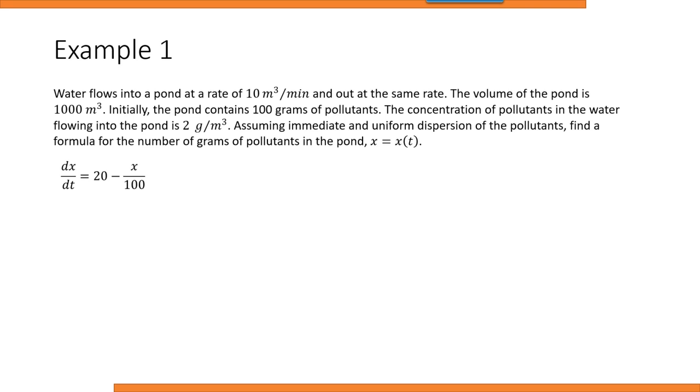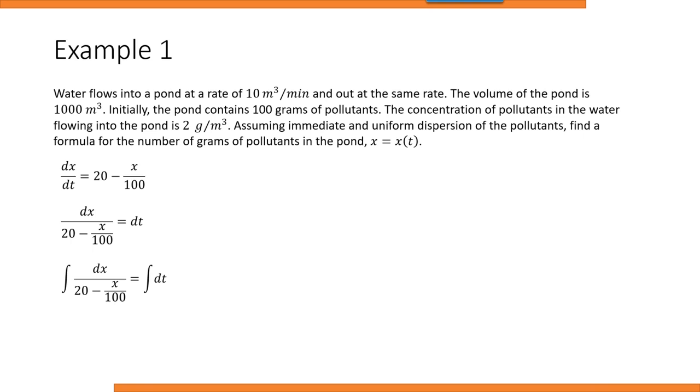Okay, so dx/dt equals 20 minus x over 100. I can divide by everything on the right to get the x's all on the left side of the equation and multiply by dt. So I end up with dx over (20 minus x over 100) equals dt. And using separation of variables, the next step is to take the integral of both sides of this equation.